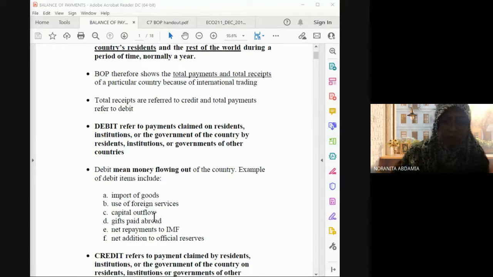And these are examples of the items that represent the debit. Example, import of goods. Import bermakna apa? Kita beli barang daripada negara lain, we import. Kita beli barang negara lain, kita bayar, duit kita keluar, kan? So that's import of goods. So this is an item showing debit. Use of foreign services, capital outflow, gifts paid abroad, net repayment to IMF, and additions to official reserves. These are all the items that refer to the debit.